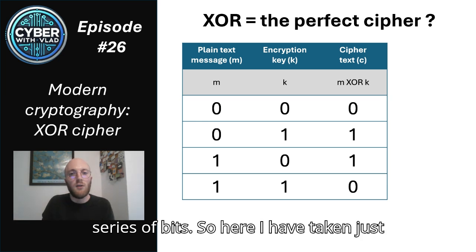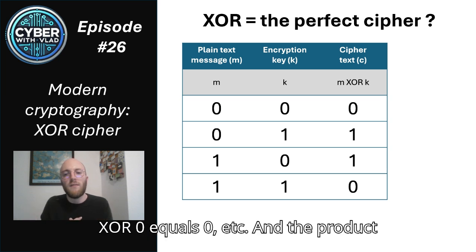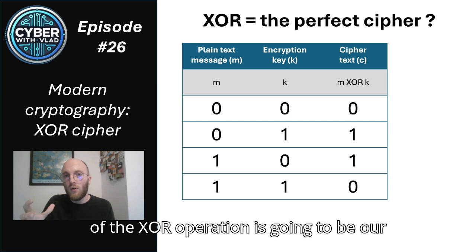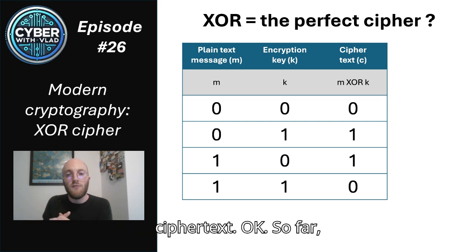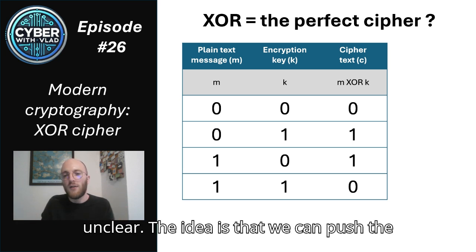Here I have taken just the logic gate. As you can see, 0 XOR 0 equals 0, etc. And the product of the XOR operation is going to be our ciphertext. Okay, so far so good. I hope it is for you. Don't hesitate to put a comment if something is unclear.